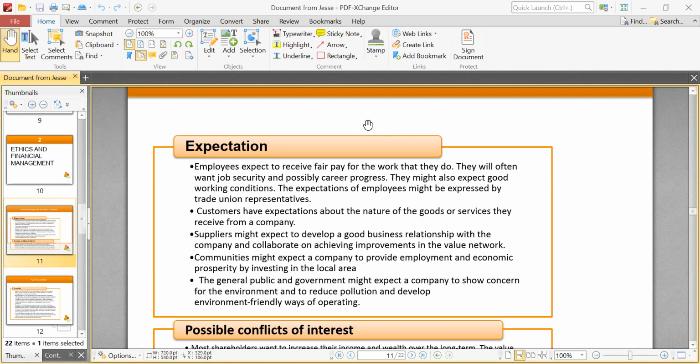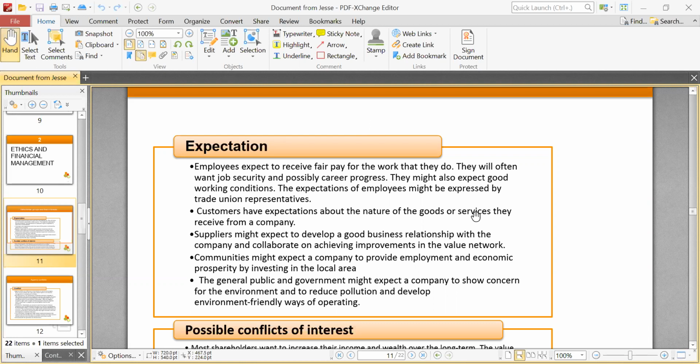They also have the community. The community also has its own interests. They expect that the organization will provide employment for those in the community. That's what they're always thinking about and expecting. Then the government is also interested in the fact that the company will pay its taxes and comply with environmental standards and all that.